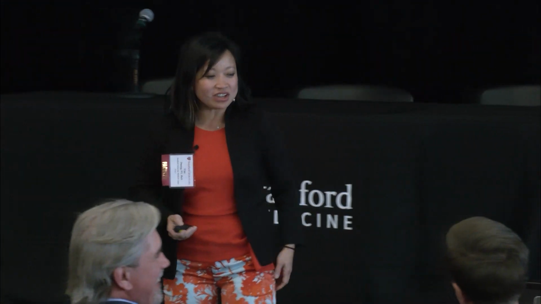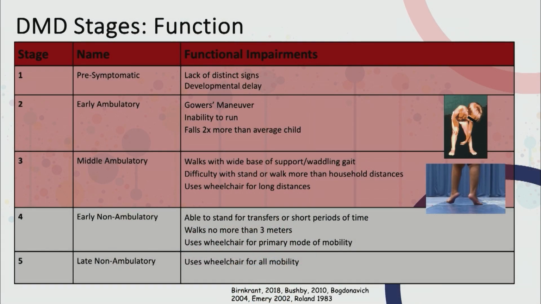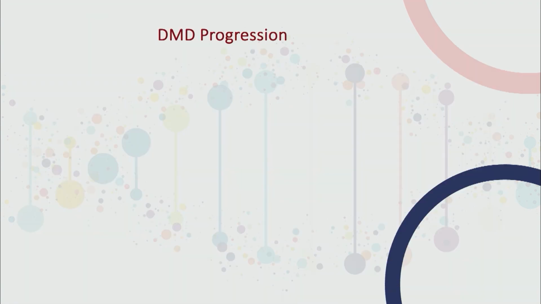Okay, so when we talk about function, even how we describe it in Duchenne versus SMA is a little bit different. In Duchenne, we describe it in stages, ambulatory and non-ambulatory, but we have 1, 2, and 3, pre-symptomatic, early, middle ambulatory, and then in the 4 and 5, we have early non-ambulatory and late non-ambulatory. So it's pretty well described in the staging of the disease.